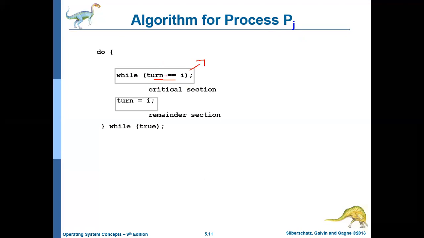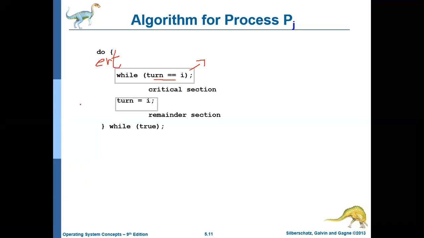It won't enter into the critical section. So this is the entry section. Here process j checks whether it is i's turn or not. If it is i's turn, then it won't enter into the critical section. If it is not i's turn, in this case there are only two processes, i and j, so obviously it is j's turn. So it will enter and execute the critical section.